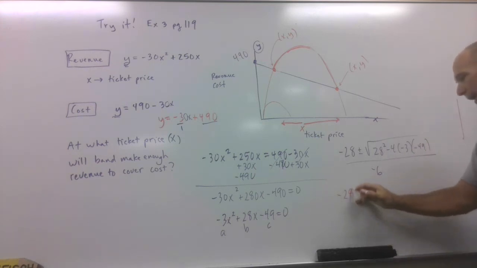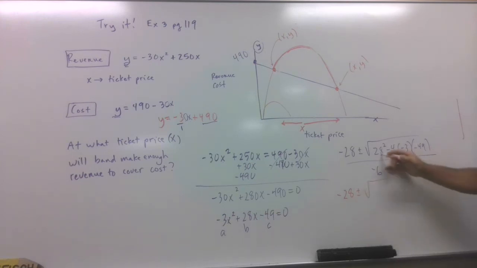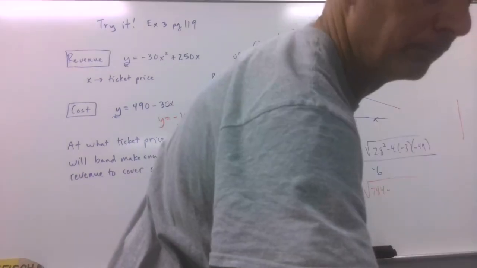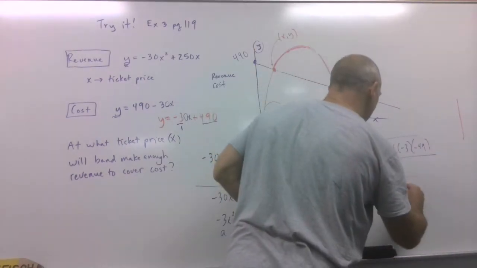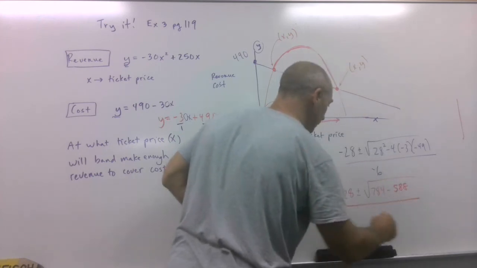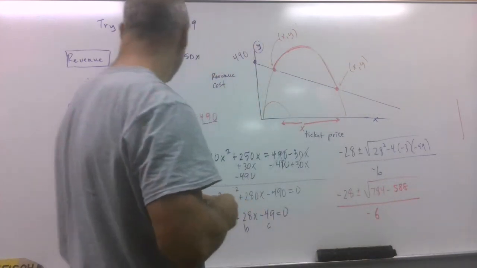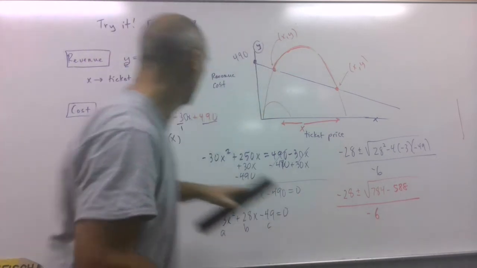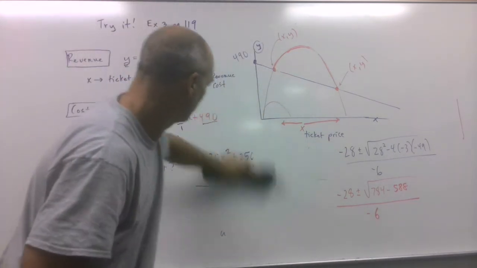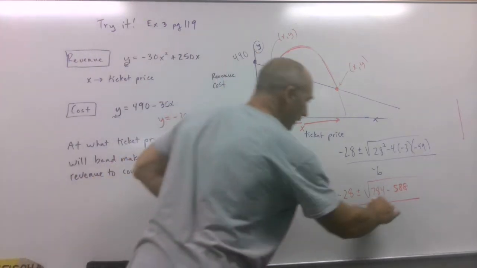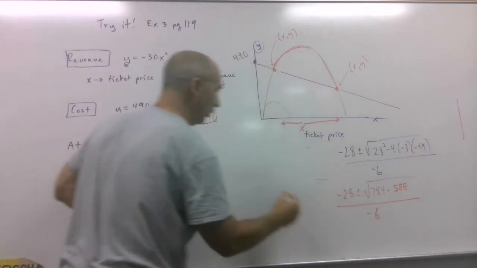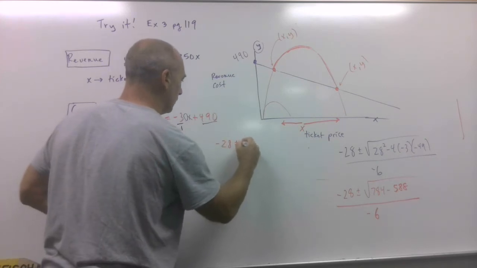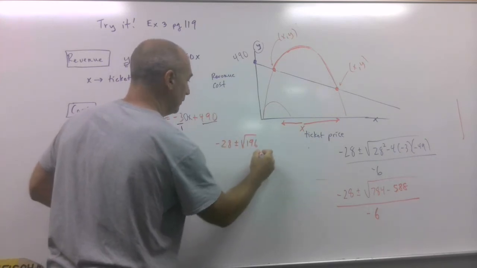So negative 28 plus or minus 28 squared is 784. Give me a second. A negative times a negative times a negative is negative. I can't do that in my head, so give me a second. Okay, so that would be 588 all over negative 6. I'm going to get myself some space here, so let's use this space right here. So fortunately, this turns into 196. So I get negative 28 plus or minus the square root of 196 all over negative 6.